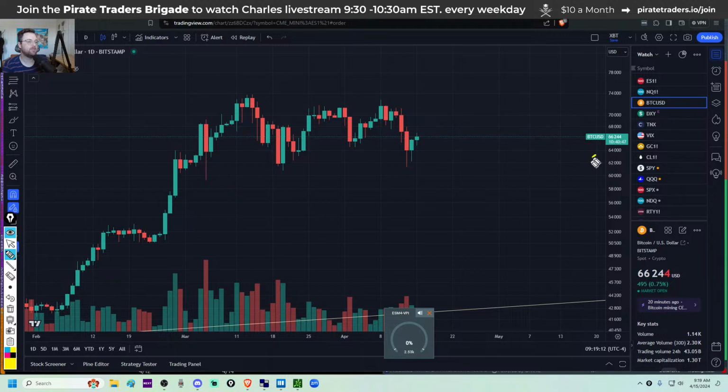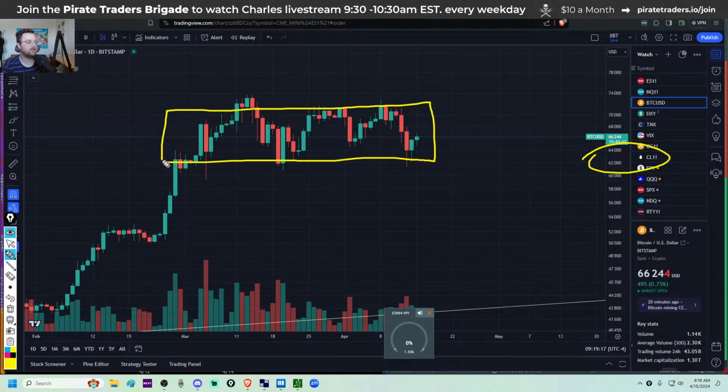Now, where do you want to start to panic? Well, if you get back down below 62, below the lower end of that balance area, then you're pulling back down to test the 50s. We're talking 54 to 50. So they've got to hold it, but it looks like they certainly can.